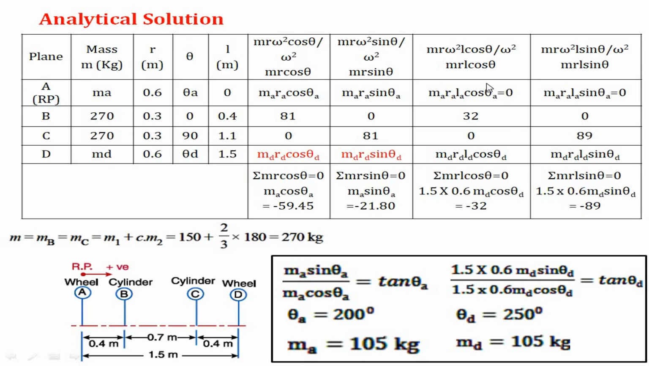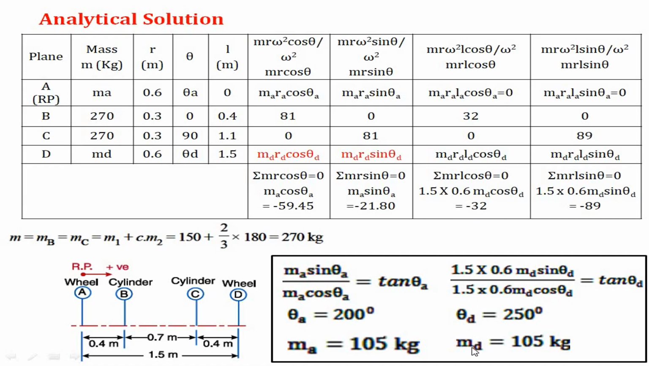Now the concept of dynamic balancing is there, in which the net couple acting on a system must be 0. So sigma C is equal to 0. For that, sigma MRL cos theta has to be 0 and sigma MRL sin theta has to be 0. So summation of all these four terms has to be 0, which is going to give you the result like this. Now by taking the ratio of these two terms, we are going to get tan theta d, from which we can derive the value of theta d as 250 degree. By placing the value of theta d in any of these equations, we are going to get the mass value, that is MD, which is equal to 105 kg.